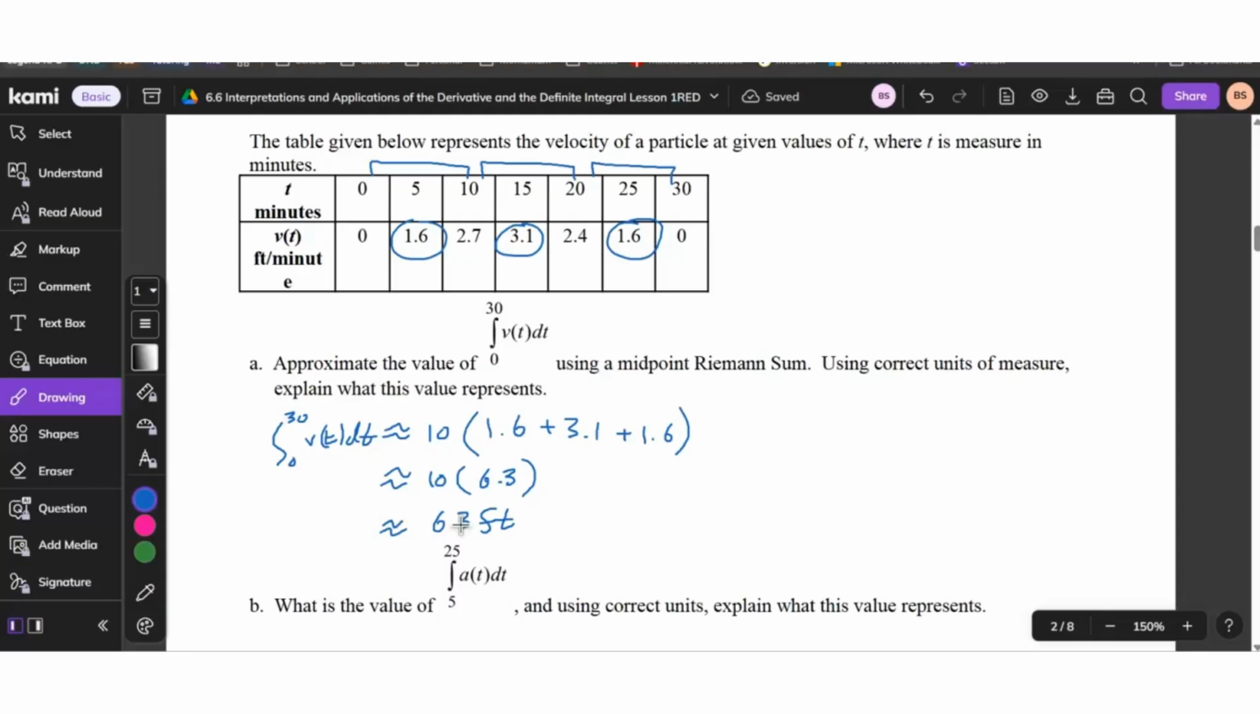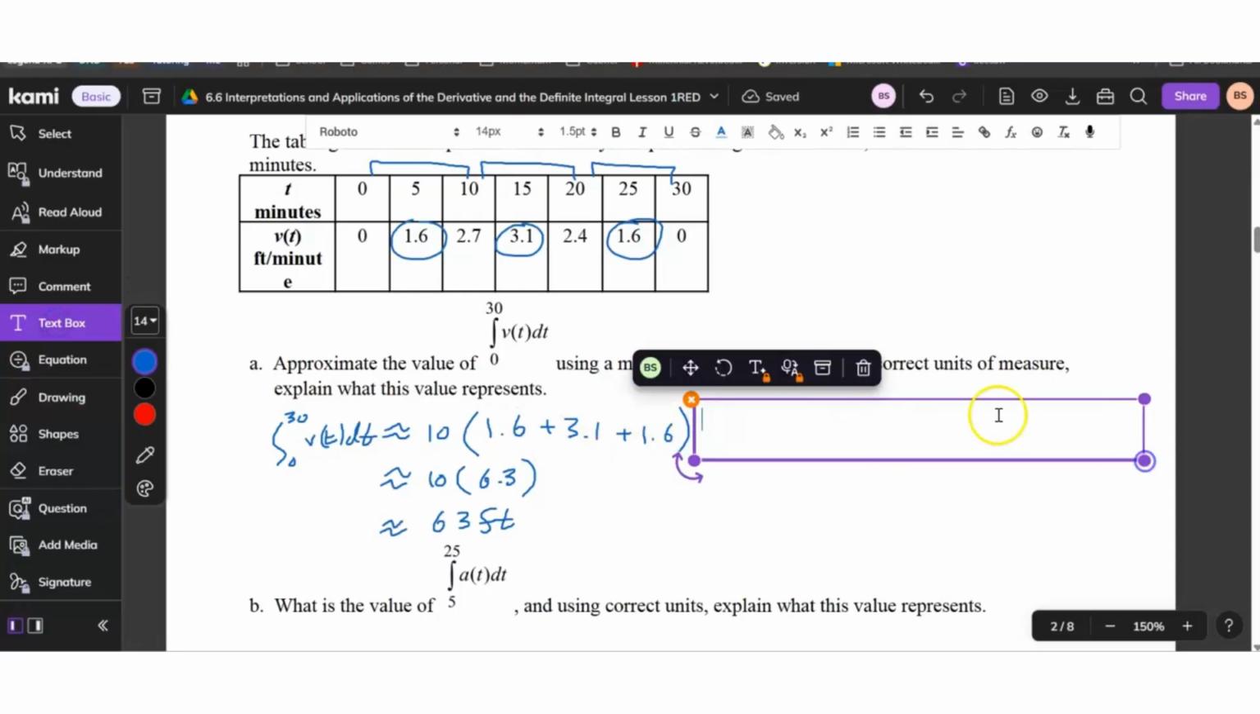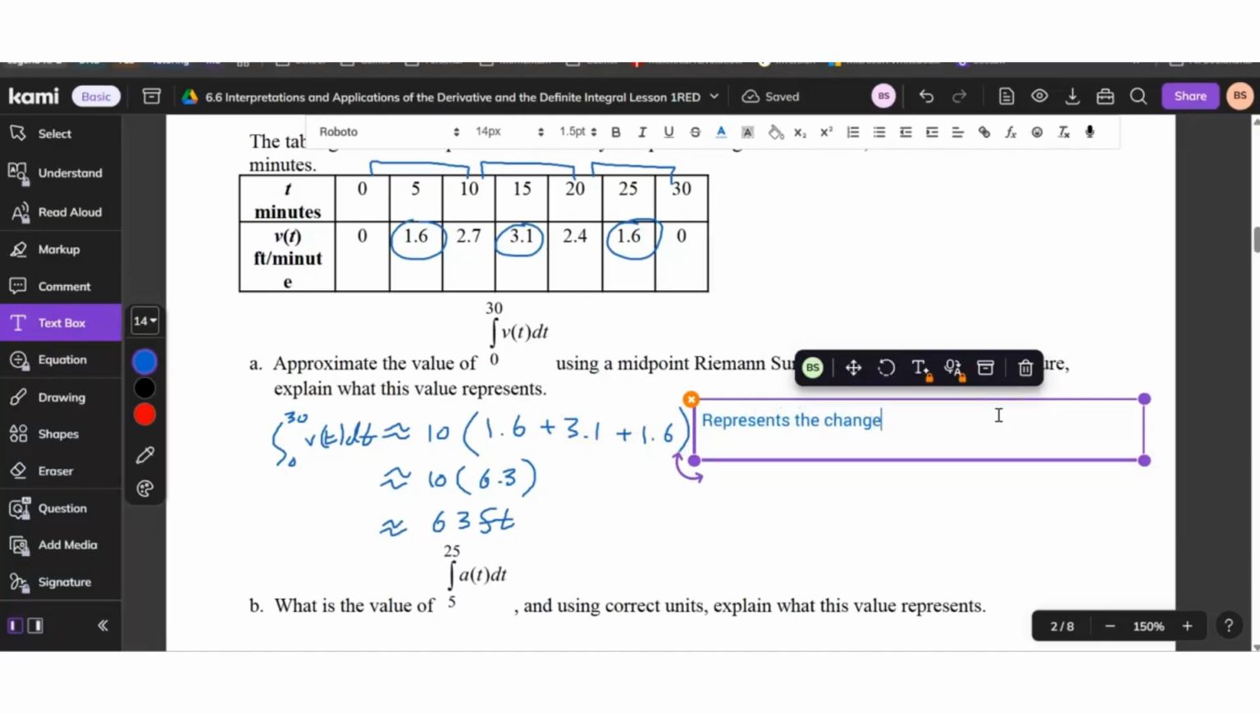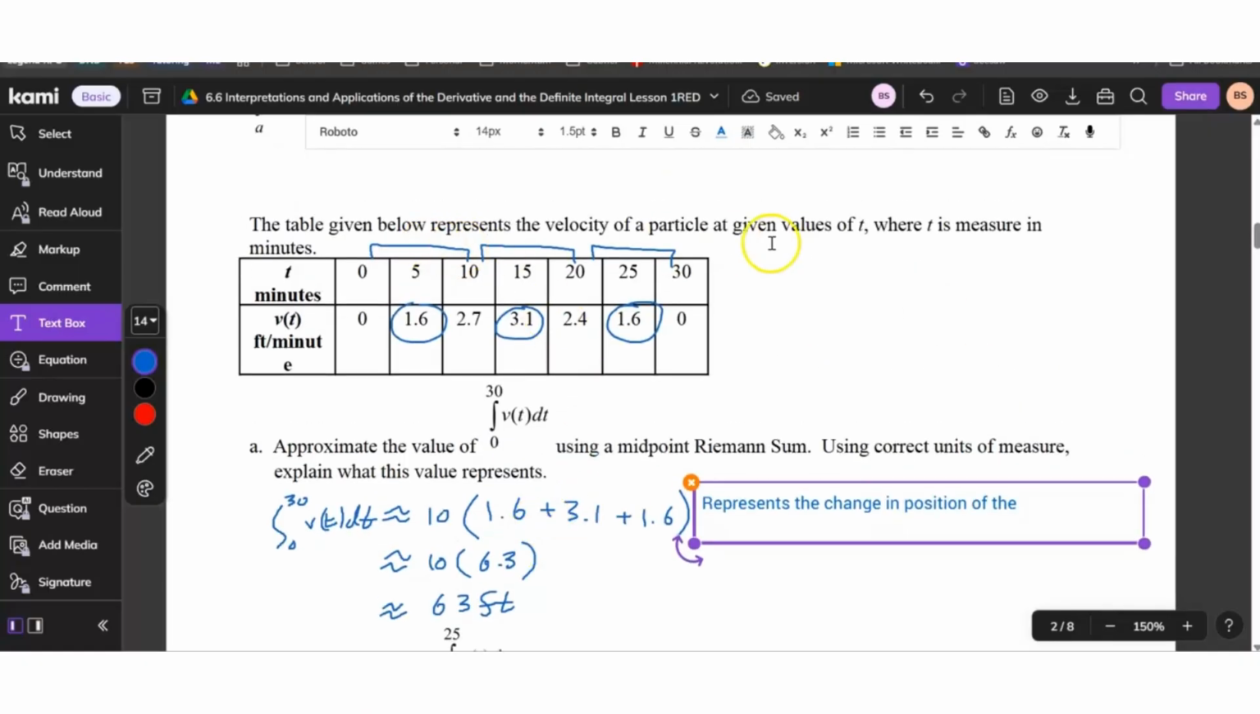And what does that represent? Because it asks us to, we've got our units there, it would be feet, because we integrated the velocity. So what does this represent? Well, this represents the change in what? Position of what? The water. Isn't this height? It isn't water anymore, is it?